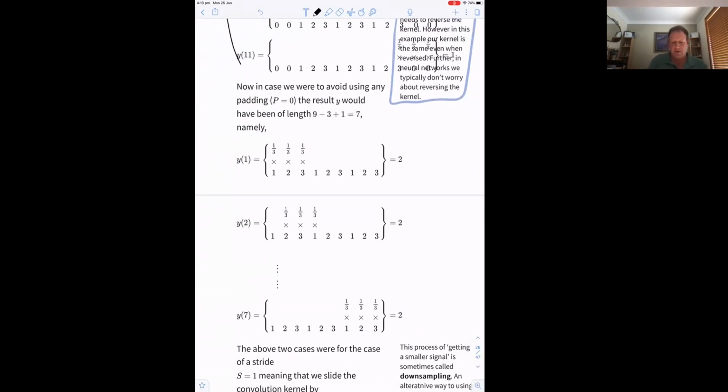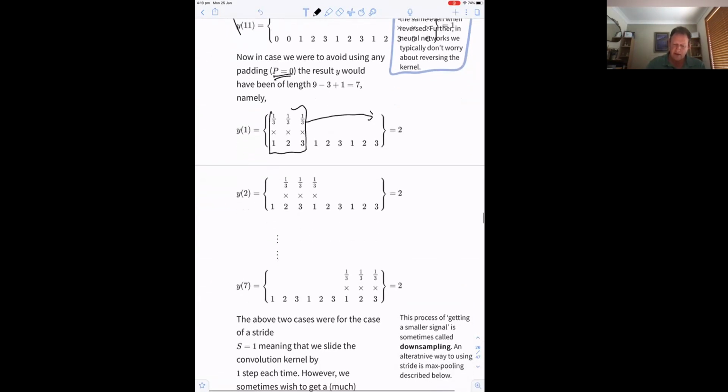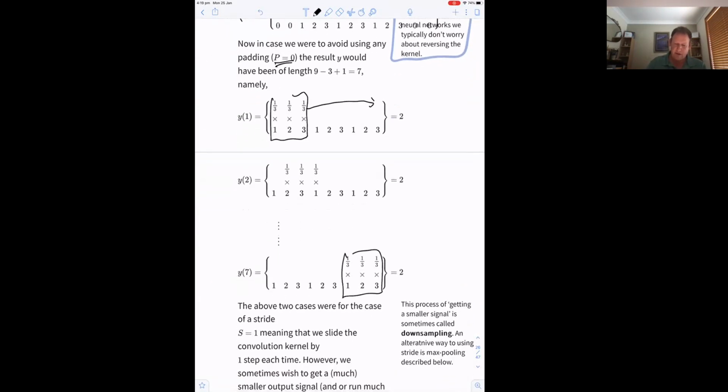Let's go to padding of 0. With padding of 0, you just start here at this edge and you shift the kernel all the way to the right, up to this edge. So the output is going to go from 1 to 7, and they happen to be all equal to 2. Again, our signal is degenerate. That's not so critical.